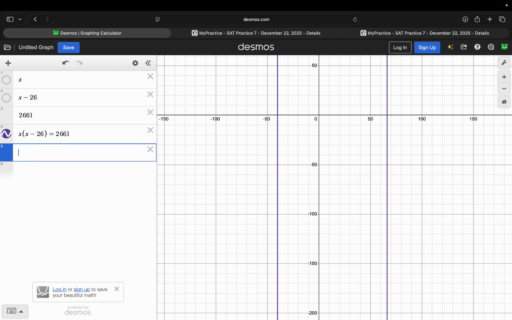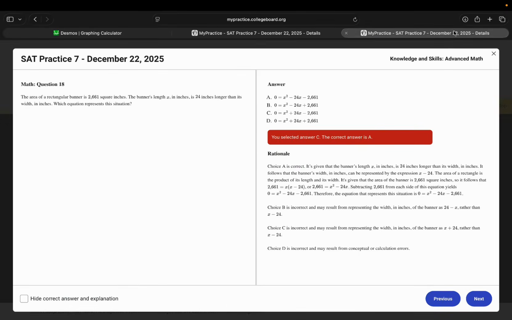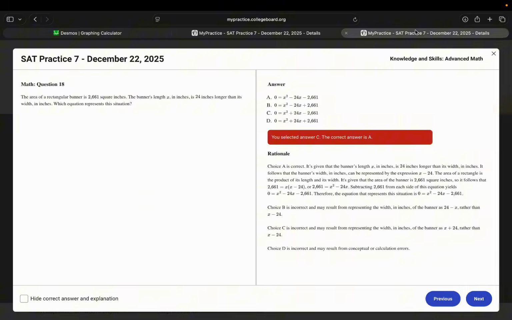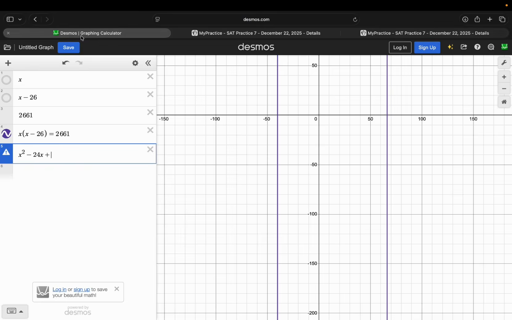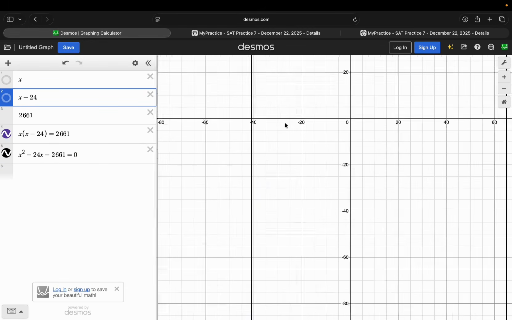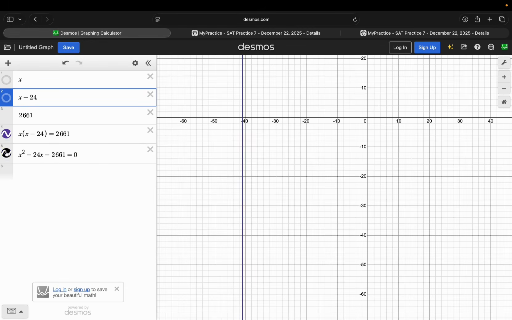So we have this problem, x squared, let me check here, minus 24x minus 2661, and that's equal to 0. Right, and again, I keep doing this mistake. I think that is 26, but it's actually 24. As you can see now, they are literally the exact same line. Okay, so I think it was just a silly mistake on my part. Shouldn't have done that, my bad.